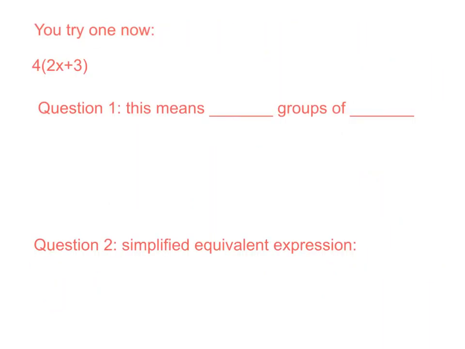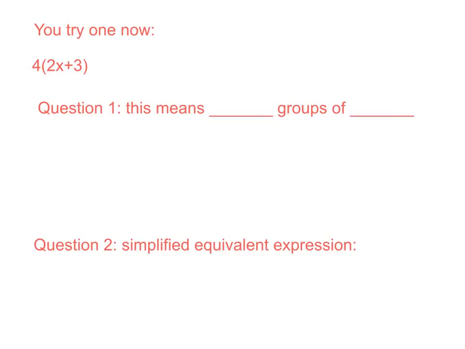Okay, so I want you to try one now on your own. I want you to try 4 times the quantity of 2x plus 3. Now, answer question 1. Draw a picture if you need to. Regroup your tiles to answer question 2, your simplified equivalent expression. Pause this video until you're done, and then I'm going to go over it.